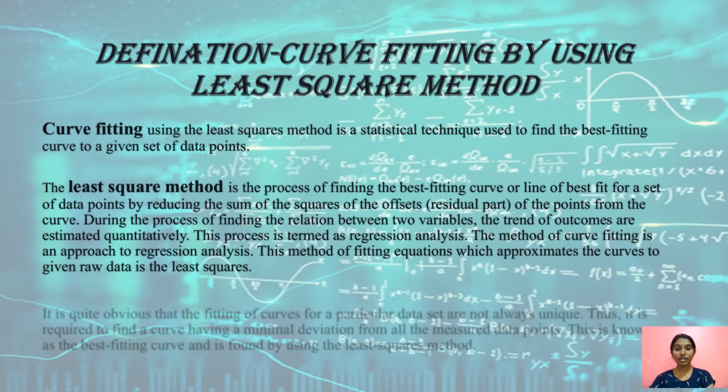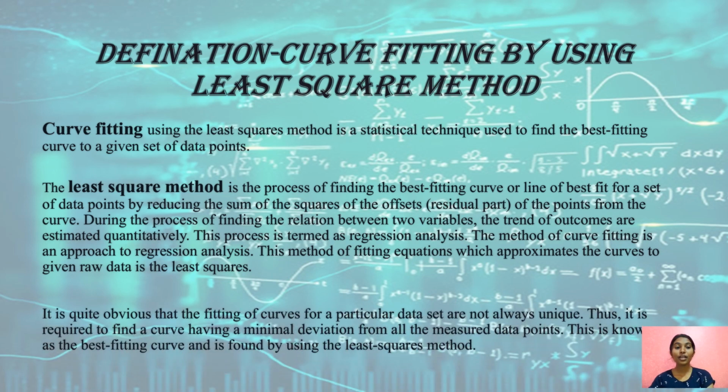During the process of finding the relation between the two variables, the trend of outcomes are estimated quantitatively. This process is termed as regression analysis. The method of curve fitting is an approach to regression analysis. This method of fitting the equations which approximates the curve to a given raw data is the least squares. It is quite obvious that the fitting of the curve for a particular data set is not always unique. Thus, it requires to find a curve having a minimal deviation from all the measured data points. This is known as the best fitting curve and is found by using the least square method.